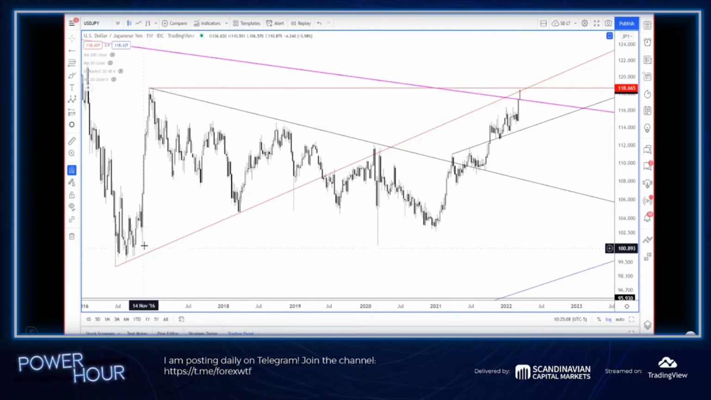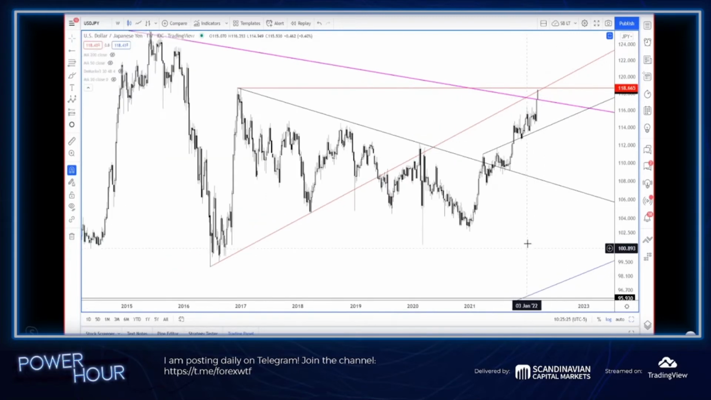So if you recall, this is when Trump was elected, right here. We ripped face for like 4 or 5 weeks. We put in a big top. This could be quite a significant breakout, right? I don't want to minimize that.